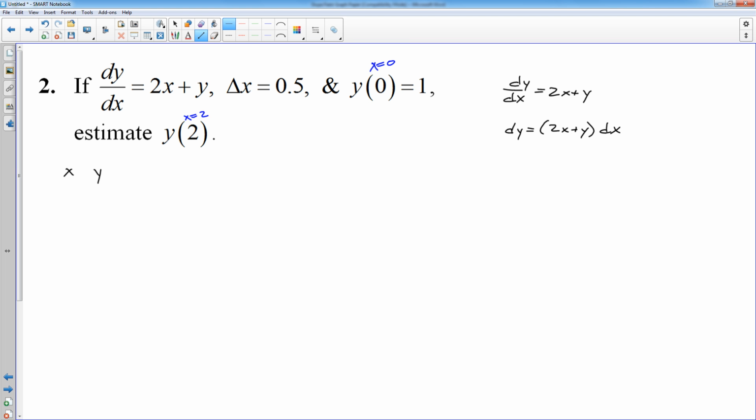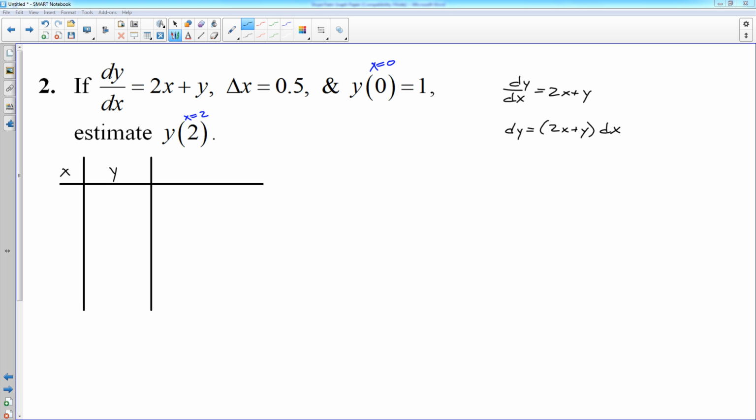So let me fill out my table here. There we go. And this dy dx thing is going to go right here. The dy equals 2x plus y, sorry, plus y, dx. And what we know is that we're starting at the point 0, 1. That's my initial point. We also know my step sizes are by 0.5.